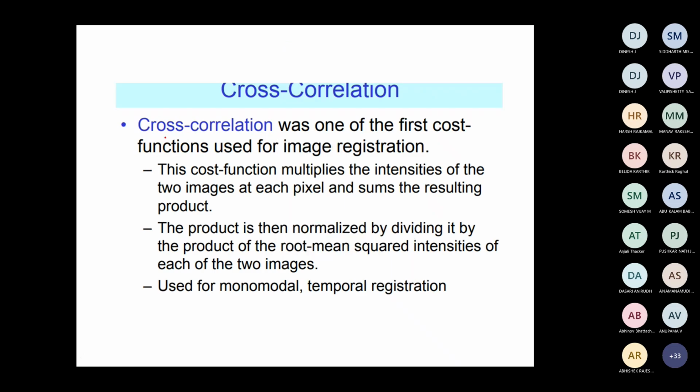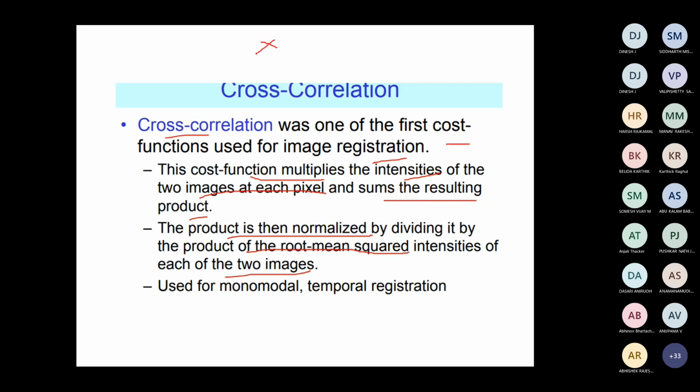The first similarity measure is cross correlation. It is one of the first cost functions that have been used for image registration. This cost function multiplies the intensities of two images at each pixel and sums the resulting values. By reading this statement, you can understand. We multiply the intensities at each pixel for both the images, and then we sum them. The product is then normalized by dividing it by the product of the root mean squared intensities of each of the two images.